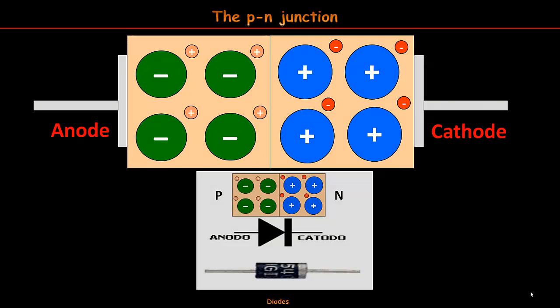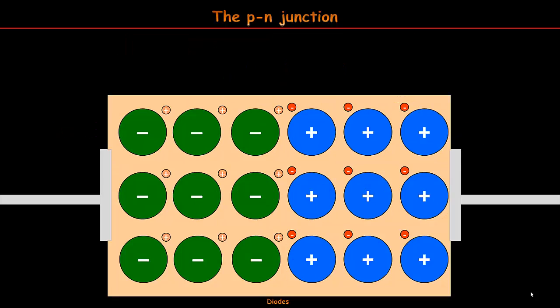In fact, the symbol is like an arrow with a barrier. The arrow points in the direction of the current from anode to cathode. The inverse one is blocked. Let's see how it works. We are going to start at the moment in which the junction is formed, for instance by fusion. Let's imagine that we are seeing a snapshot of that very instant.